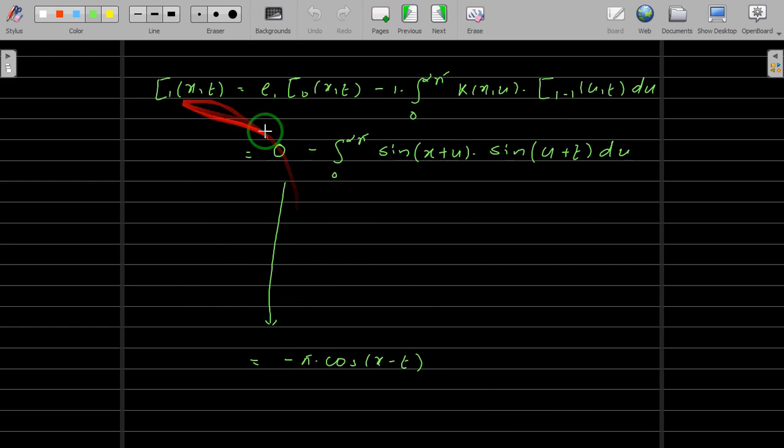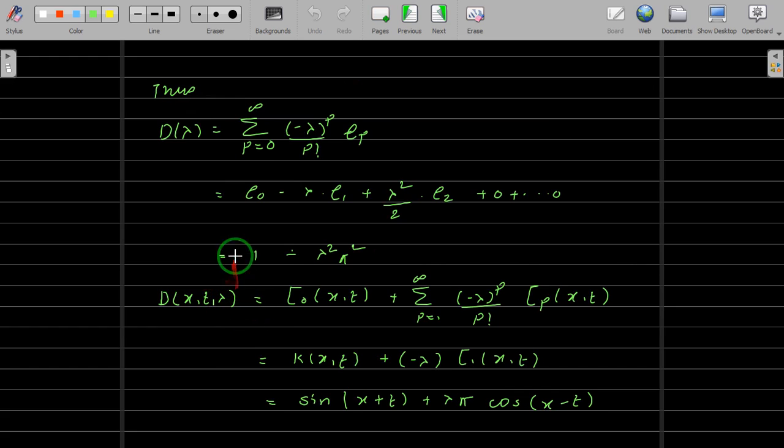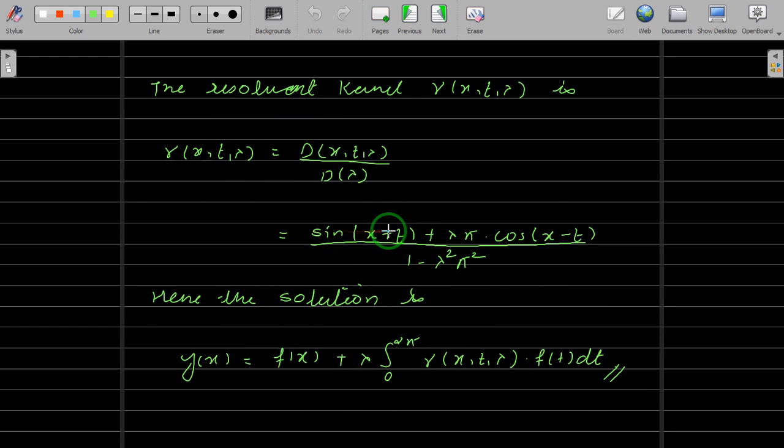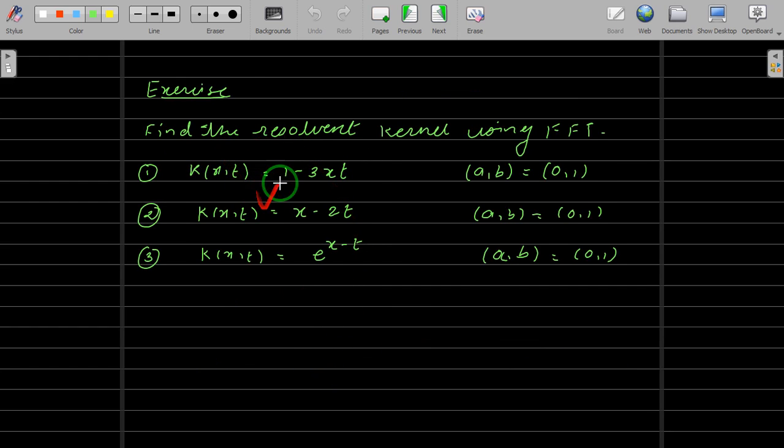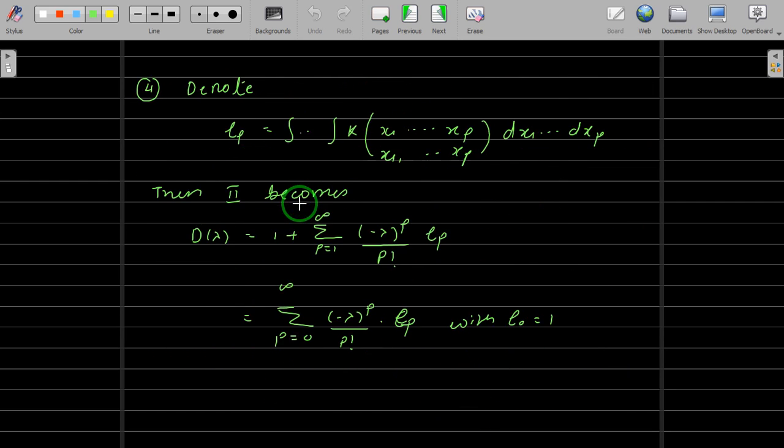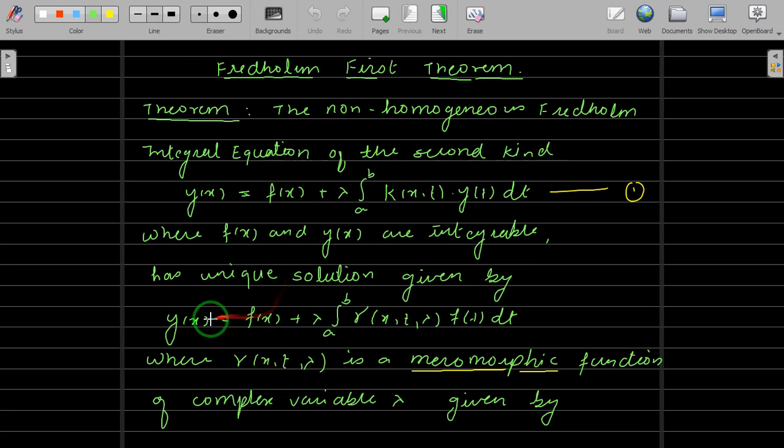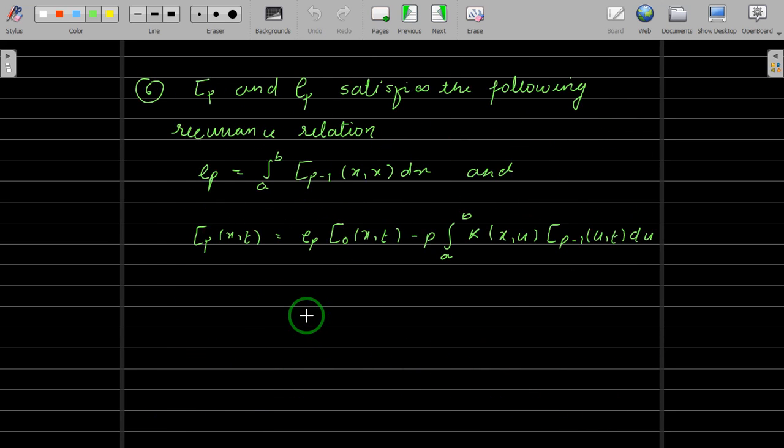Then we have got these values of D(x, t, lambda) and D(lambda), and then we have found the resultant kernel and the solution. And some problems are given to find the resultant kernel. And of course, if we have this resultant kernel, easily we can get the solution, right? And we said that the integral equation is a non-homogeneous integral equation. Alright. The reason maybe you can work out from here. If it is homogeneous, then you can put f(x) equals 0 here and f(x) equals 0 here, and then you have y(x) equals 0. That's a simple observation we can make.